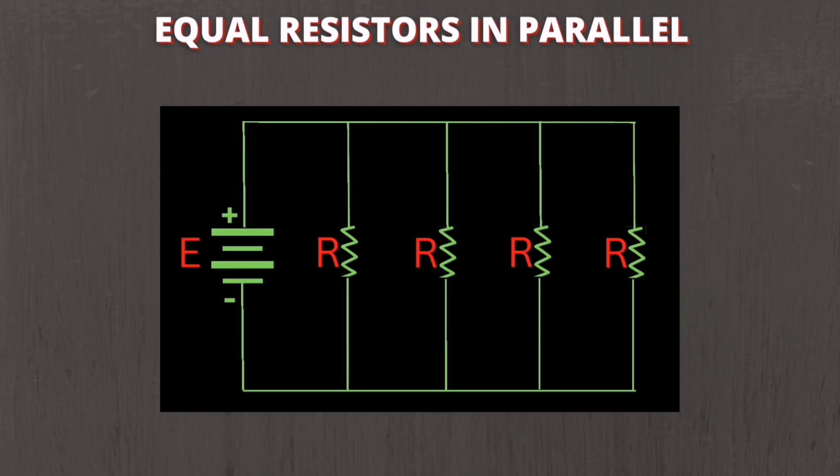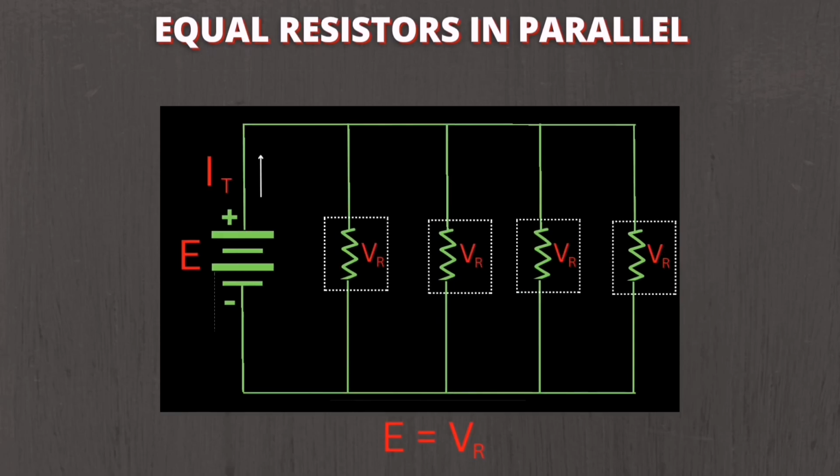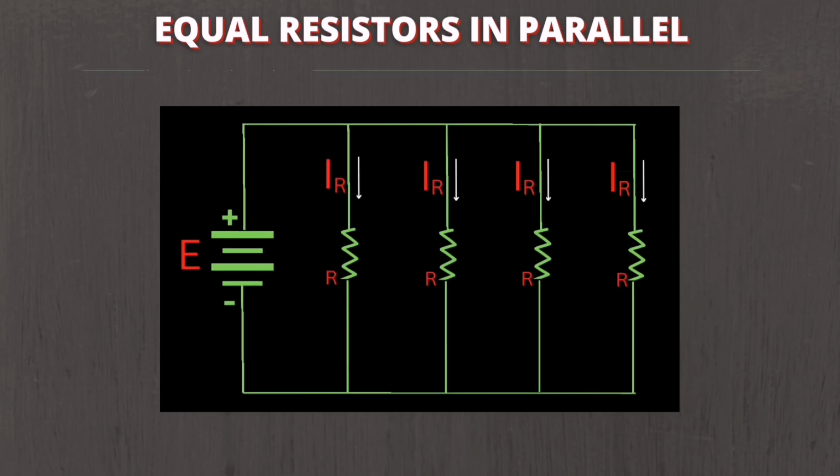Okay, for number 1 guys, the voltage across each of the resistors is equal to the voltage source E. Then the number 2 condition is that the individual resistor currents are equal, and each current I of R is equal to E divided by R. Then the number 3 condition is the total current I total, which is equal to N multiplied by E divided by R, or N multiplied by I of R.